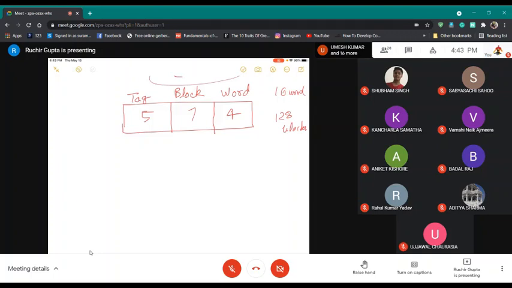This is a very simple mapping. If you understood it, it's fine. Tell me if there is a doubt. Please ask. You understood it?